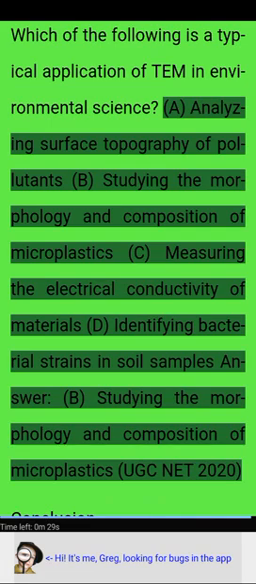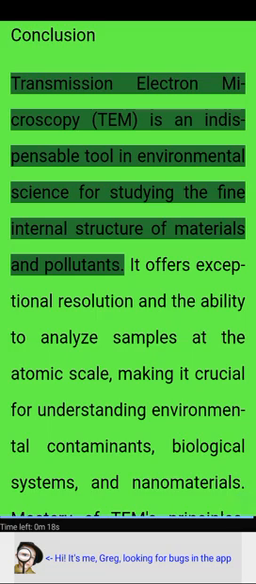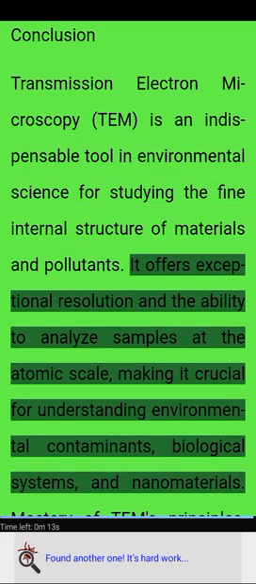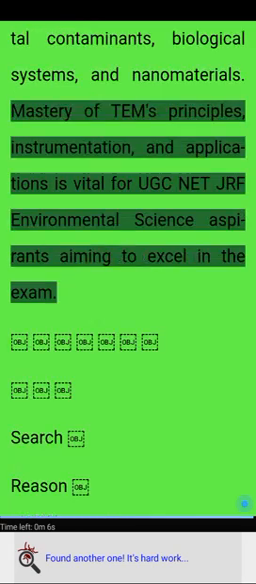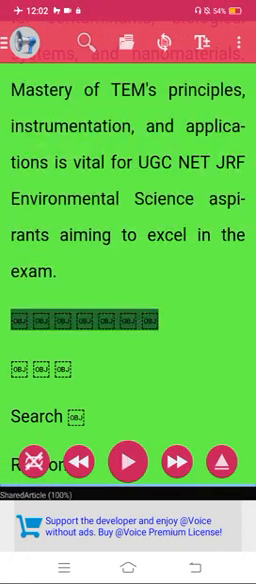UGC NET 2020. Conclusion. Transmission electron microscopy, TEM, is an indispensable tool in environmental science for studying the fine internal structure of materials and pollutants. It offers exceptional resolution and the ability to analyze samples at the atomic scale, making it crucial for understanding environmental contaminants, biological systems, and nanomaterials. Mastery of TEM's principles, instrumentation, and applications is vital for UGC NET JRF environmental science aspirants aiming to excel in the exam.